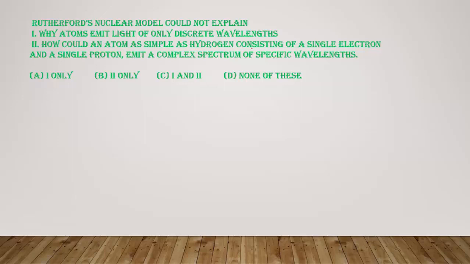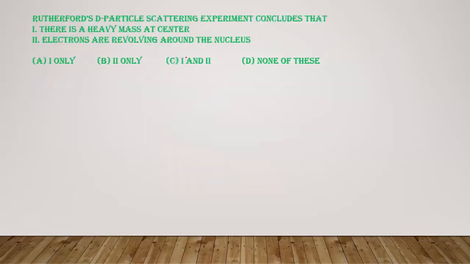Option A, only the first statement is correct. Option B, only the second statement is correct. Option C, both the statements are right. Option D, none of these. Here, according to Rutherford nuclear model, it could not explain the first statement and the second statement. Option C is the right answer.